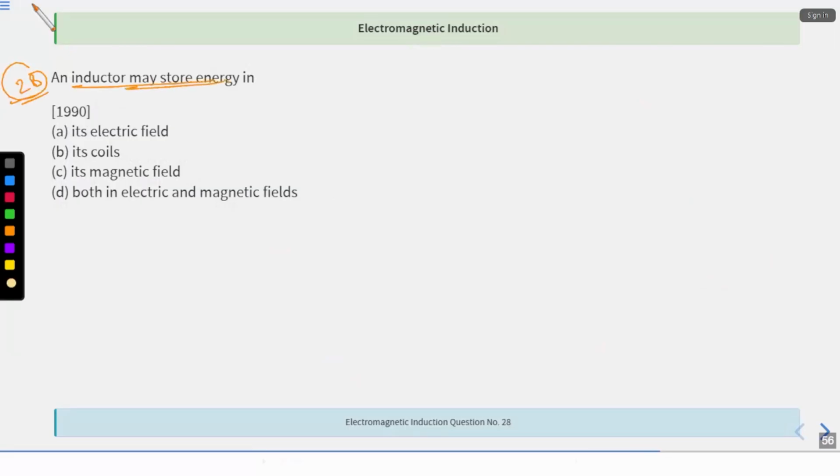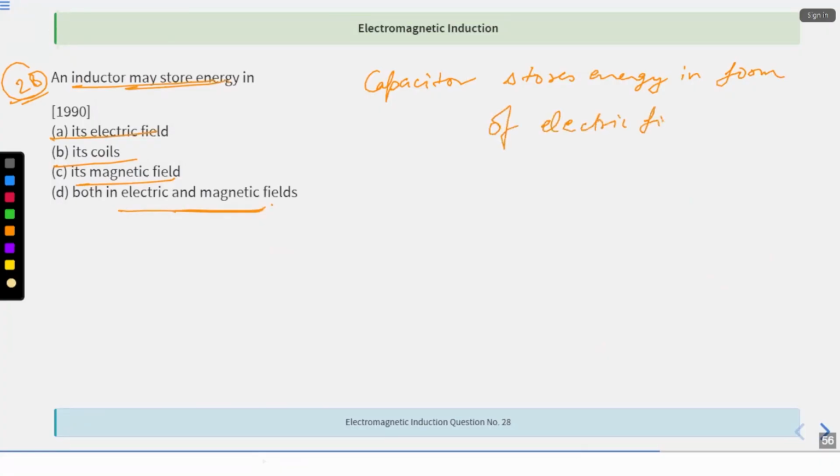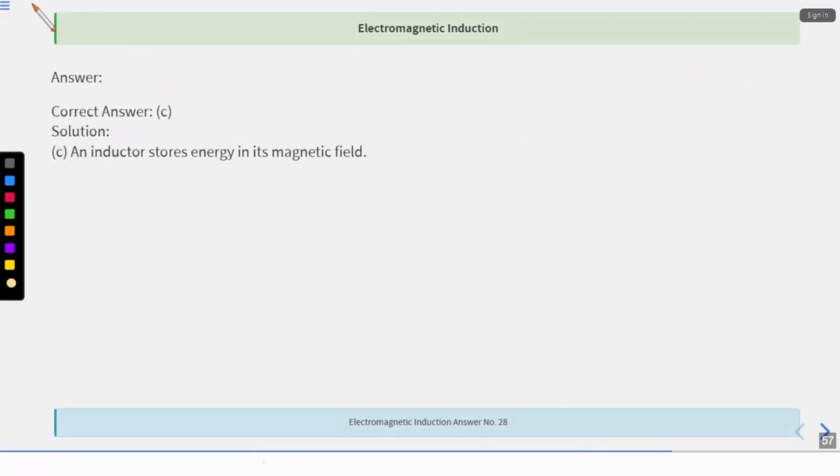An inductor must store energy in its electric field, coils, magnetic field, or both electric and magnetic field. So basically, we are being asked how an inductor stores energy. We know that a capacitor stores energy in the form of electric field. Please remember these things. These are small things, but this will give you +4 marks in JEE Mains if you know these things. Similarly, an inductor stores energy in the form of magnetic field.